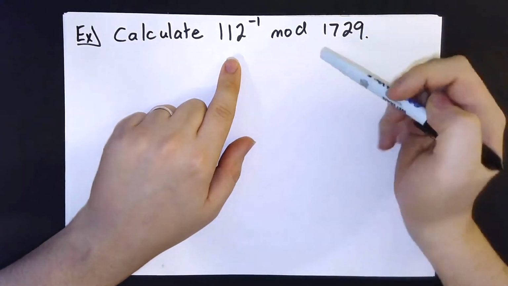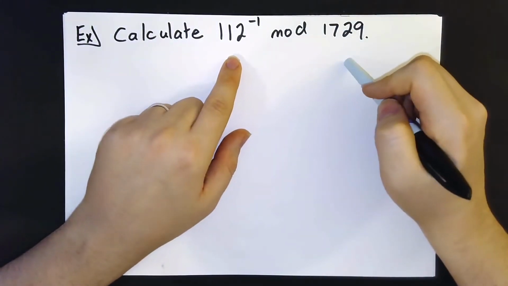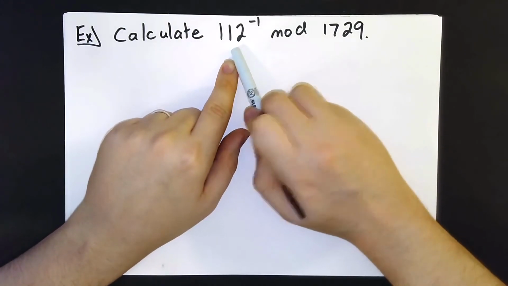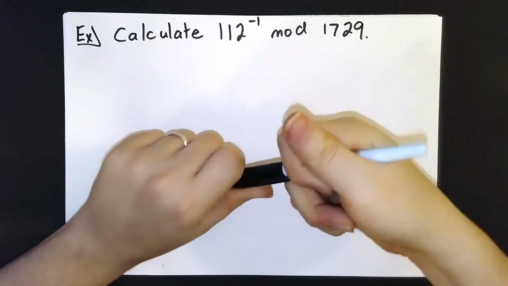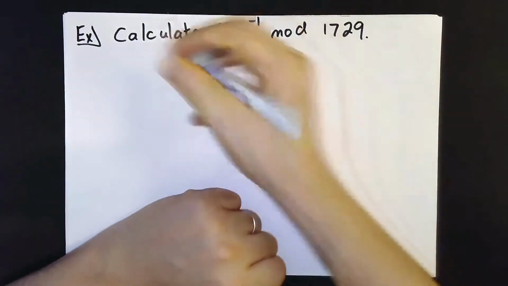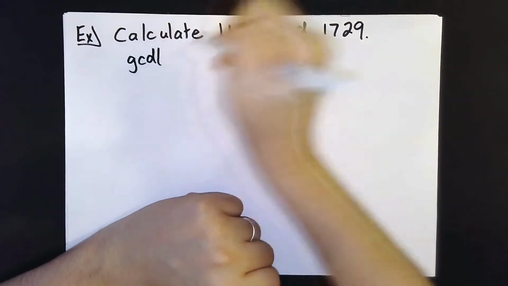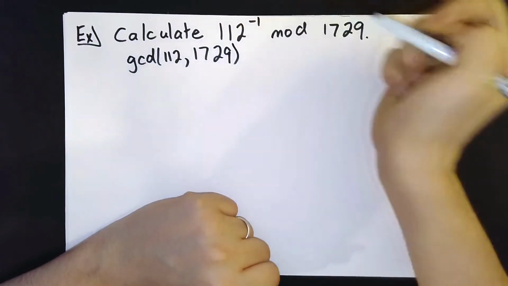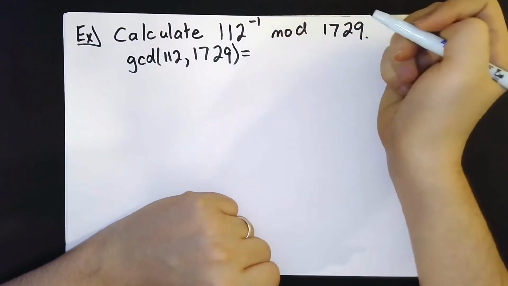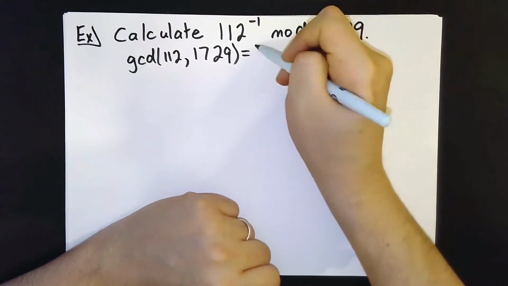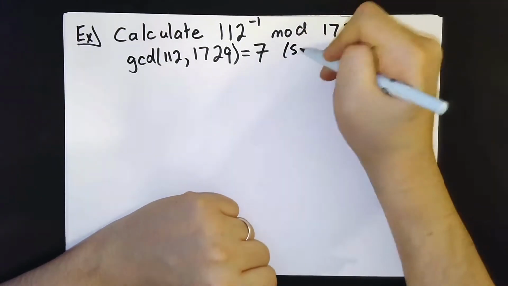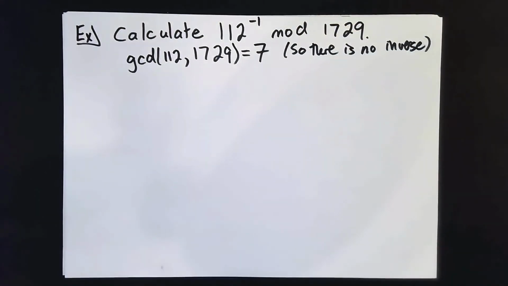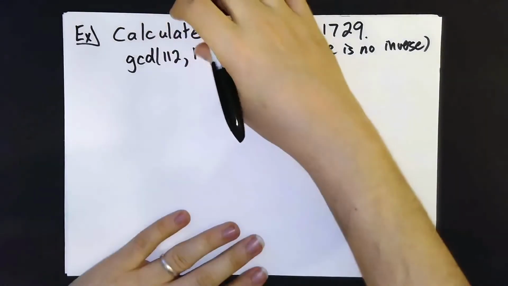Now, before you get too far in this, you should probably check, does 112 actually have an inverse mod 1729? To figure that out, remember you calculate the GCD of 112 and 1729, and if you do that, you will find out that it is actually 7. So there is no inverse.